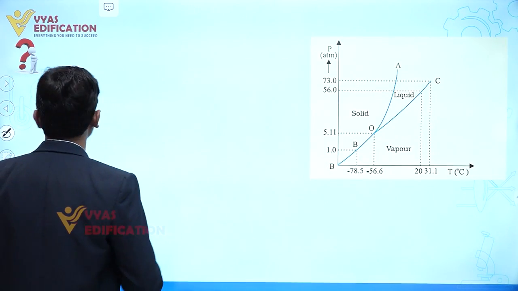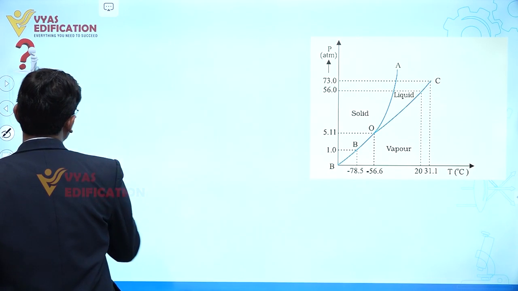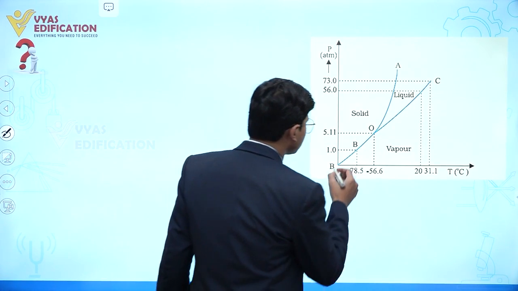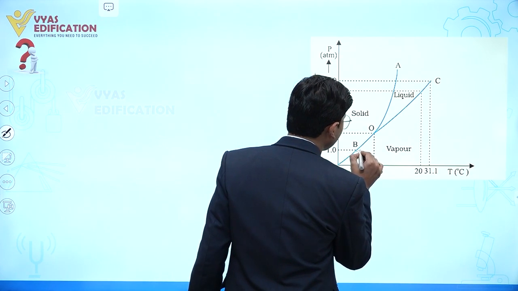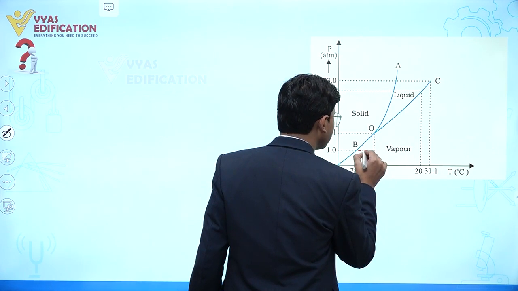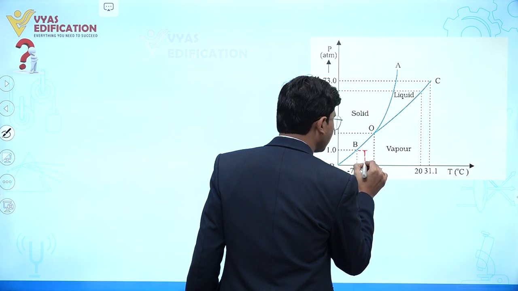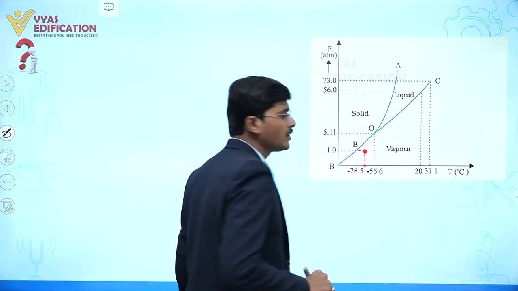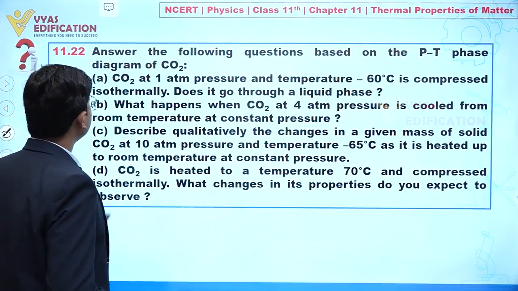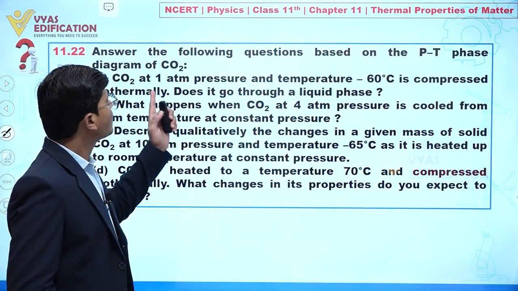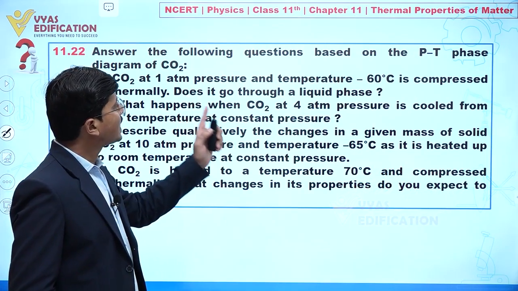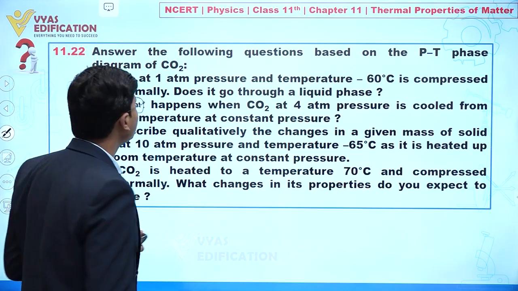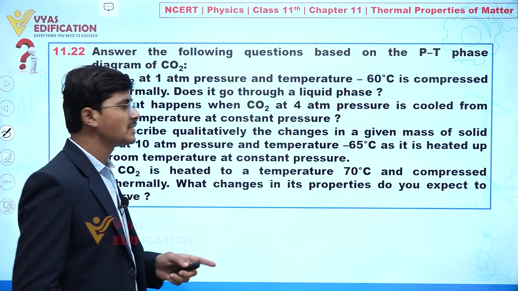So where is 1 atmospheric pressure? You can see this is 1 atmospheric pressure and at minus 60 degrees Celsius. If you extend this one, you will find the minus 60 degrees Celsius at this location. So you are finding this intersecting point here, clear. Now in this question it is given CO2 at 1 atmospheric pressure and temperature minus 60 degrees Celsius is compressed isothermally, clear. Does it go through a liquid phase?